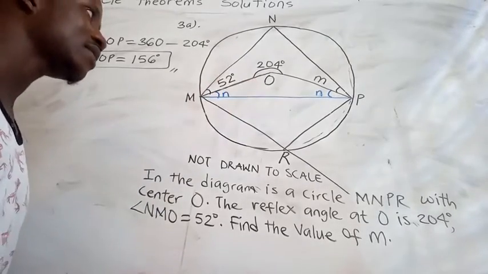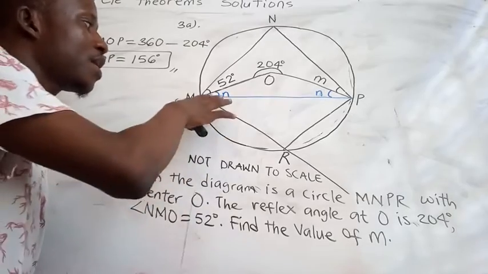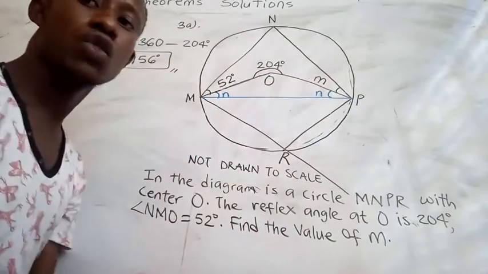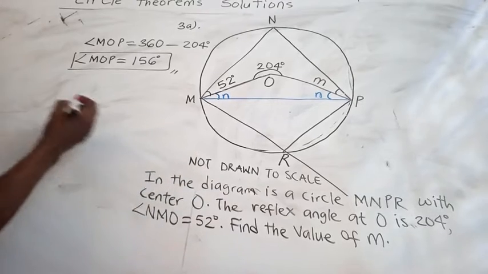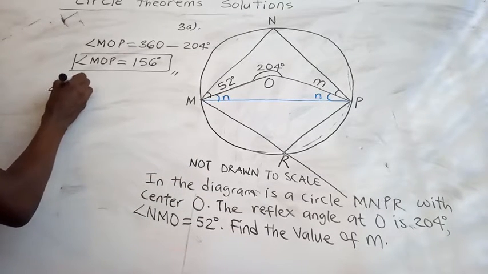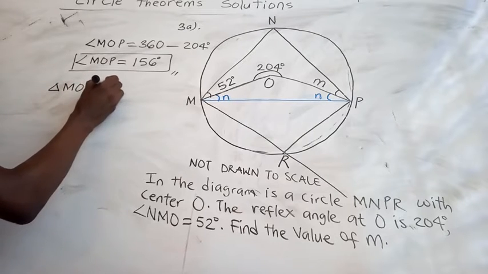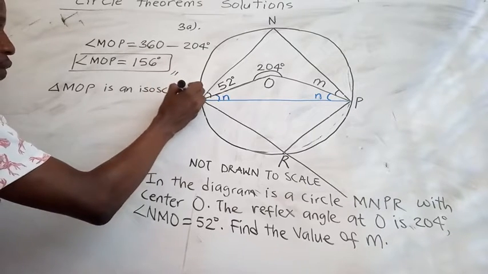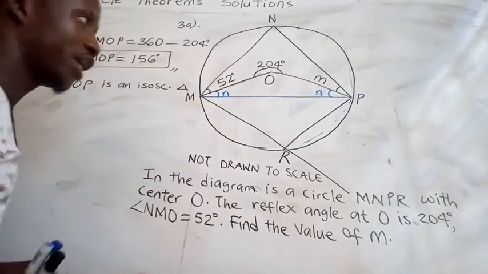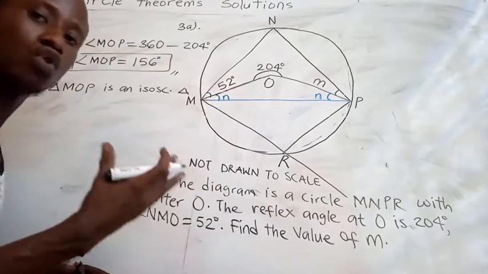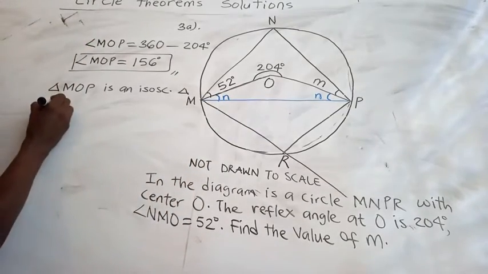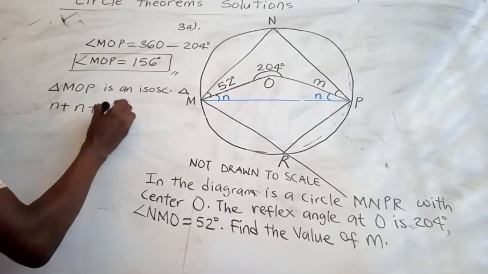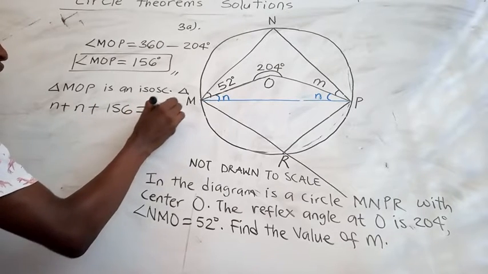Since we have calculated the angle at the center, we can now determine our angle n, which is serving as the base angle of this isosceles triangle. So here we can see that triangle MOP is an isosceles triangle. Therefore the two base angles are equal, and the sum of all the angles within this triangle is equal to 180 degrees. So here we know that n plus n plus the angle at the center, 156, is equal to 180 degrees.